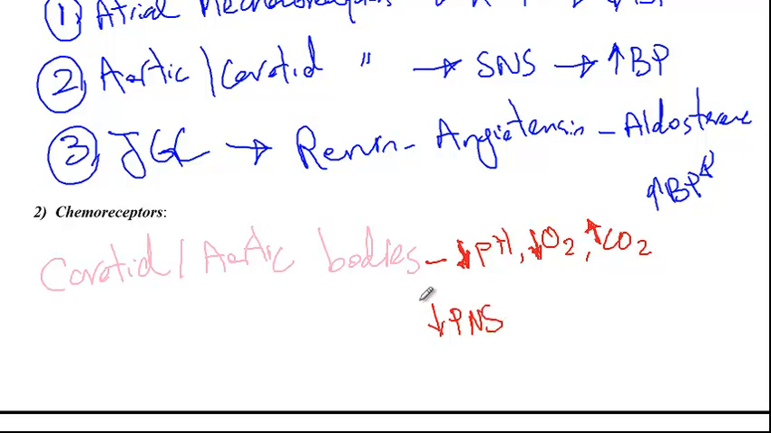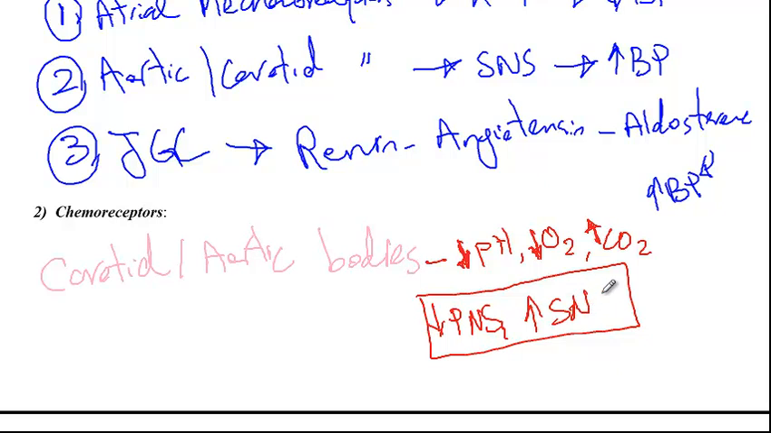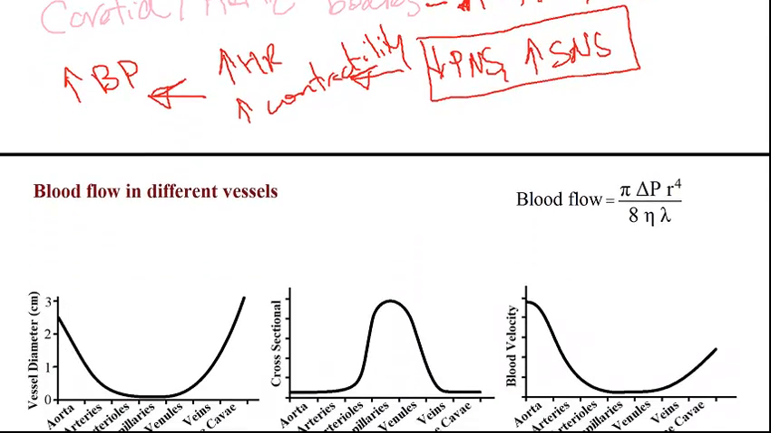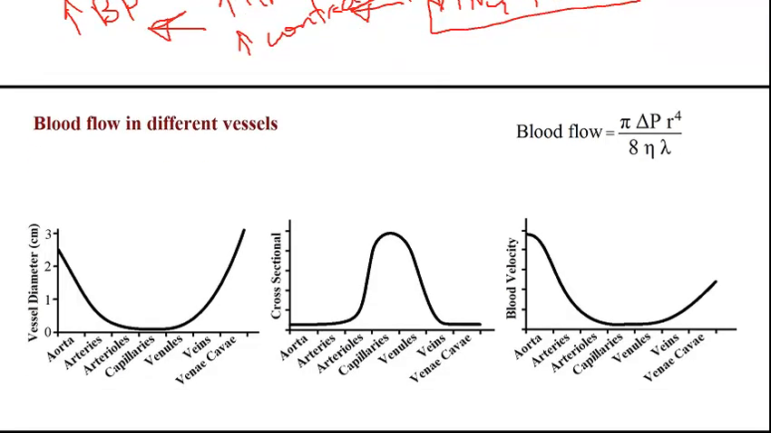So parasympathetic nervous system activity decreases while sympathetic nervous system activity increases, as a consequence of which there would be increased heart rate and increased contractility. And both of these mechanisms will increase blood pressure. Now, I would like to conclude the cardiovascular system by going over the blood flow in different vessels.